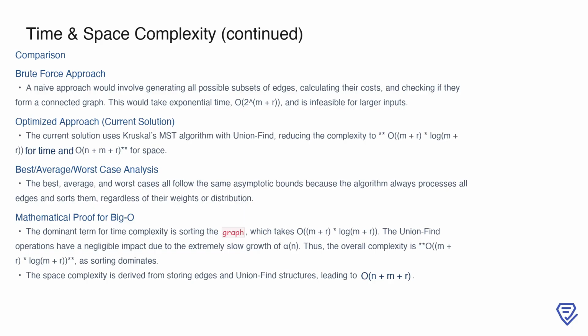When we analyze the best, average, and worst cases for this algorithm, we find that all of them exhibit the same asymptotic bounds. This is because the algorithm always processes all edges and sorts them, regardless of their weights or distribution. From a mathematical perspective, the dominant term for time complexity is sorting the edges, which takes O((M+r) log(M+r)). The union-find operations have a negligible impact due to the extremely slow growth of alpha(n). Similarly, the space complexity is driven by storing edges and the union-find structures, giving us O(N+M+r).